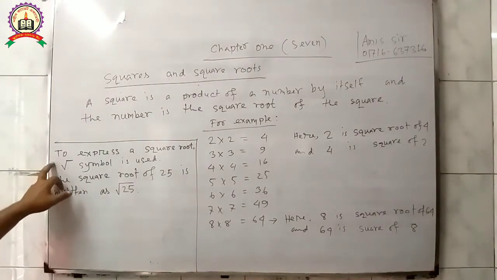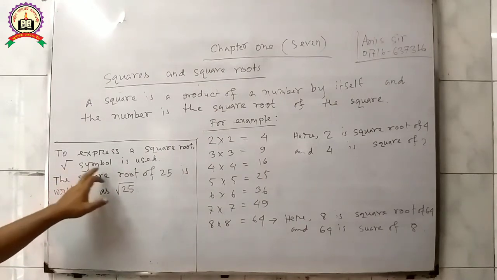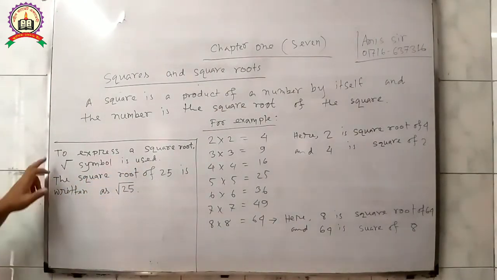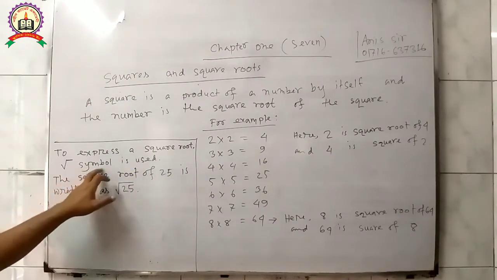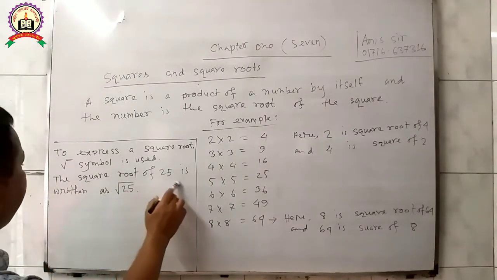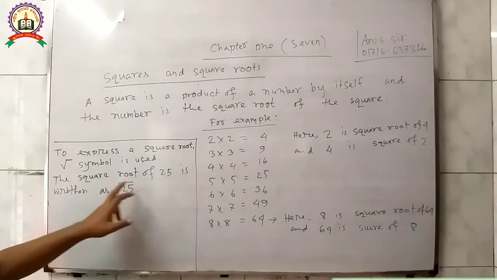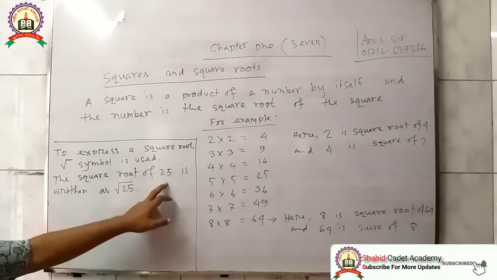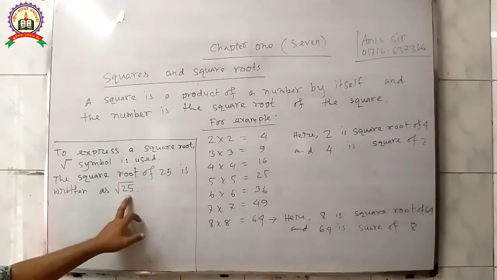And then to express a square root, this symbol is used. For example, the square root of 25 is written as root over 25.